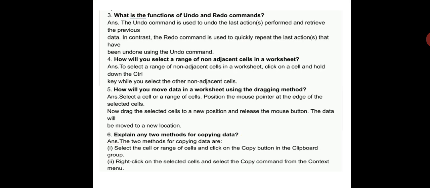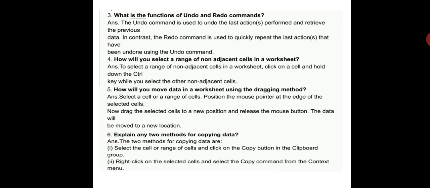Now the third question is, what is the function of undo and redo commands? The undo command is used to undo the last action performed and retrieve the previous data. In contrast, the redo command is used to quickly repeat the last action that has been undone using the undo command. The fourth question is, how will you select a range of non-adjacent cells in a worksheet?